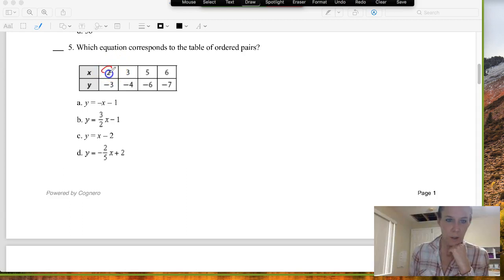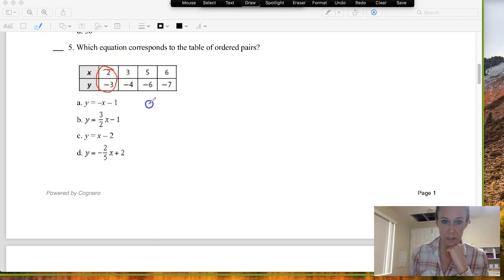Take each of your x values, plug them into the equation, and see if it gives you out this y value for each x value. So let's take this first one, 2, -3. Let's plug it into the first equation. We're going to plug in 2 for x and -3 for y.